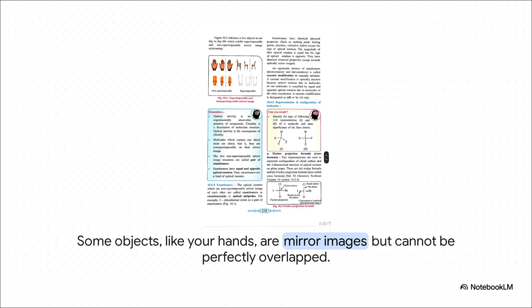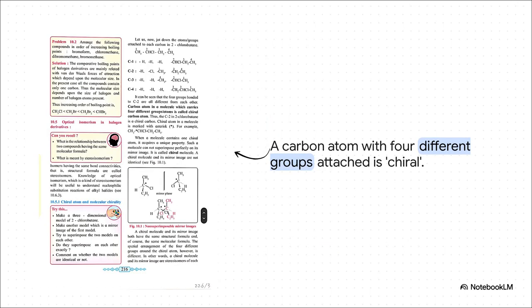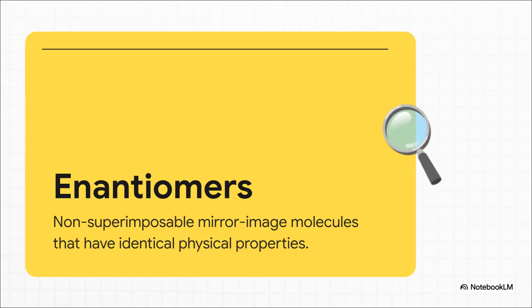This property has a name. It's called chirality, from the Greek word for hand. Believe it or not, the same exact principle applies to molecules. Whenever a carbon atom is attached to 4 totally different groups, that carbon becomes what we call a chiral center, and it means the molecule it's in can exist in 2 forms, a left-handed version and a right-handed version. And just like your hands, they are mirror images that you can't stack on top of each other. These molecular mirror image twins are called enantiomers.